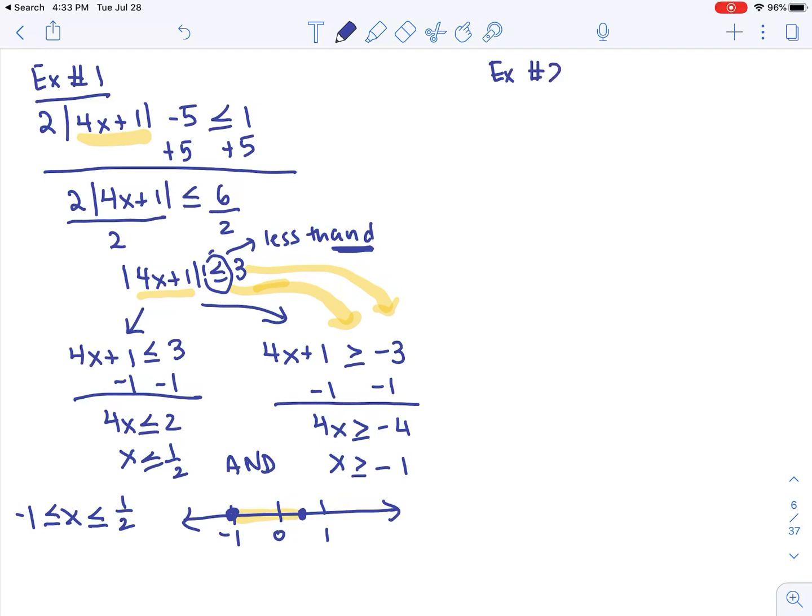For example number 2, sometimes our situation is going to result in some unique results. So in this case, you have -2 times absolute value of x plus 4 is less than 22. Same first step, we go ahead and divide both sides by -2.